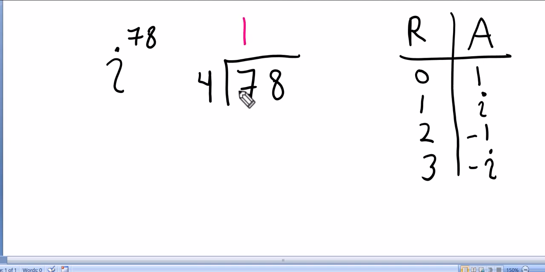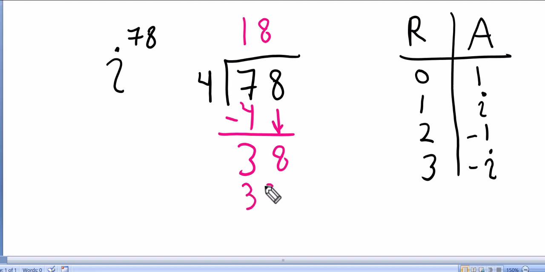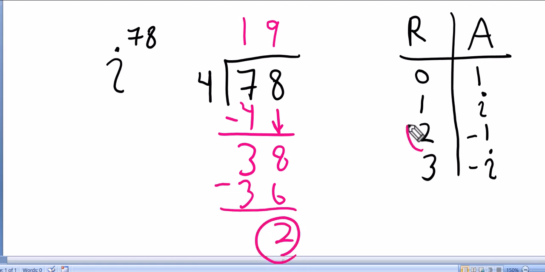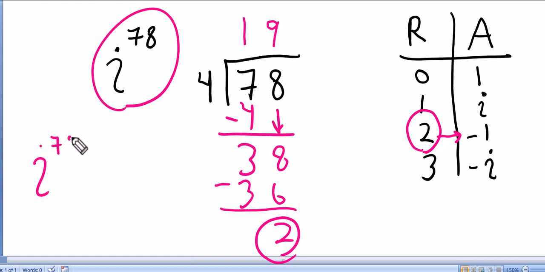Okay. Let's do this. So that's a 1, 4, 3. Bring down the 8. This is going to be 8, 32. Remainder 6. But Mr. Rover, you told me. I know. I wanted to show you what people tend to do. That's wrong. That was supposed to be a 9. So 4 times 9 is 36. Remainder of 2. So if the remainder is 2, my answer is -1. So i to the 78 equals -1.